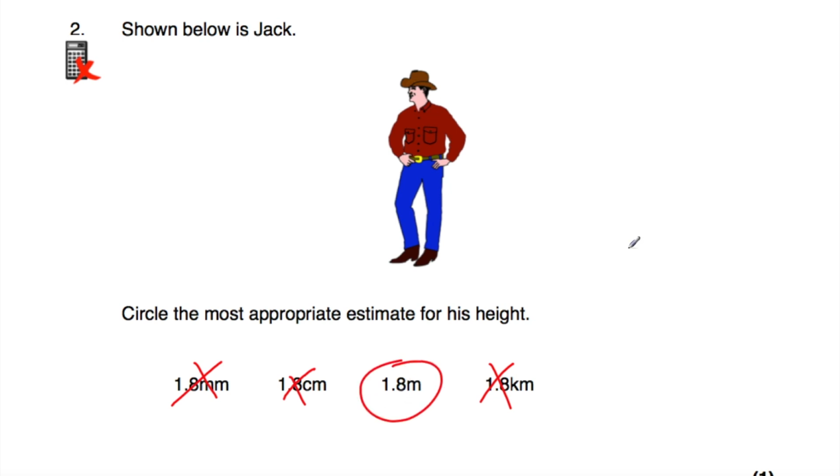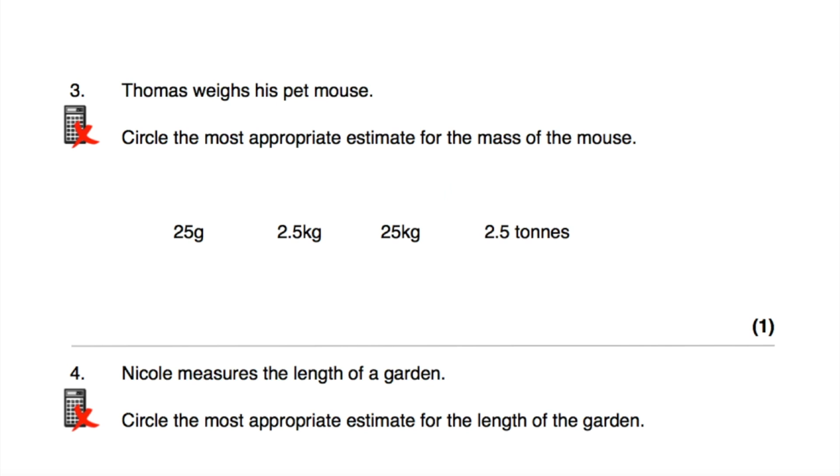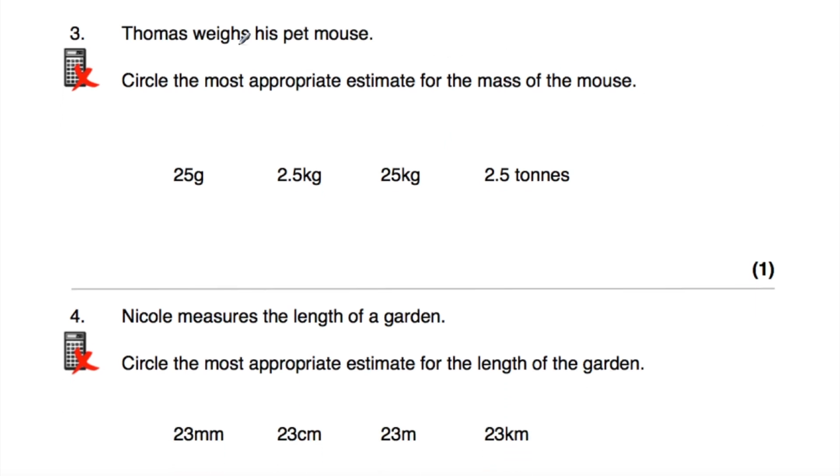And that's it. Okay, let's look at the next question, question number 3. Question number 3 says, Thomas weighs his pet mouse. So he's got a pet mouse and he's weighed it. And it says, circle the most appropriate estimate for the mass of the mouse. So how heavy is this mouse? Is it 25 grams, 2.5 kilograms, 25 kilograms, or 2.5 tons?